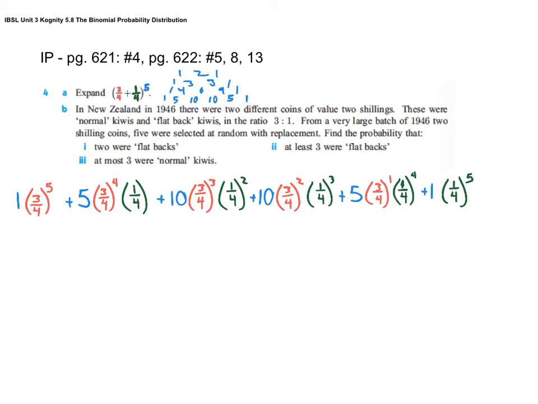Okay? In part B. Let's look at the situation. It says in New Zealand in 1946 there were two different coins that had a value of 2 shillings. These were normal kiwis and flatback kiwis in the ratio 3:1. So the ratio 3:1 is where we got that 3/4 and 1/4. So 3/4 of them are going to be normal, 1/4 of them are flatback. Does that make sense?